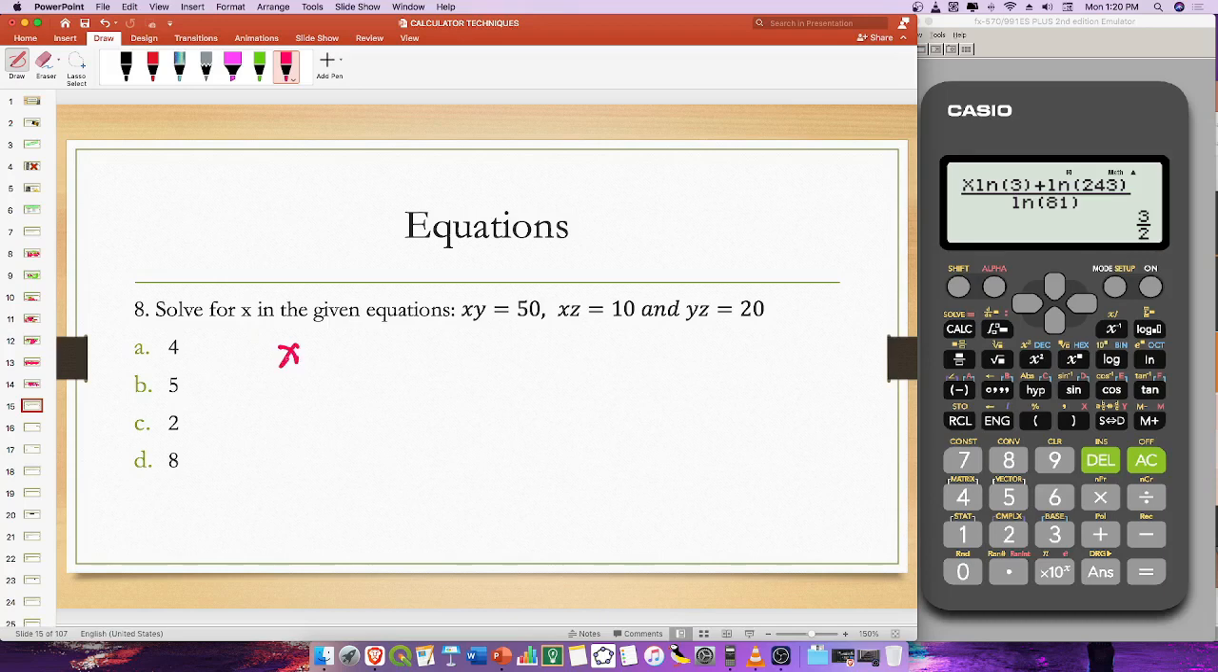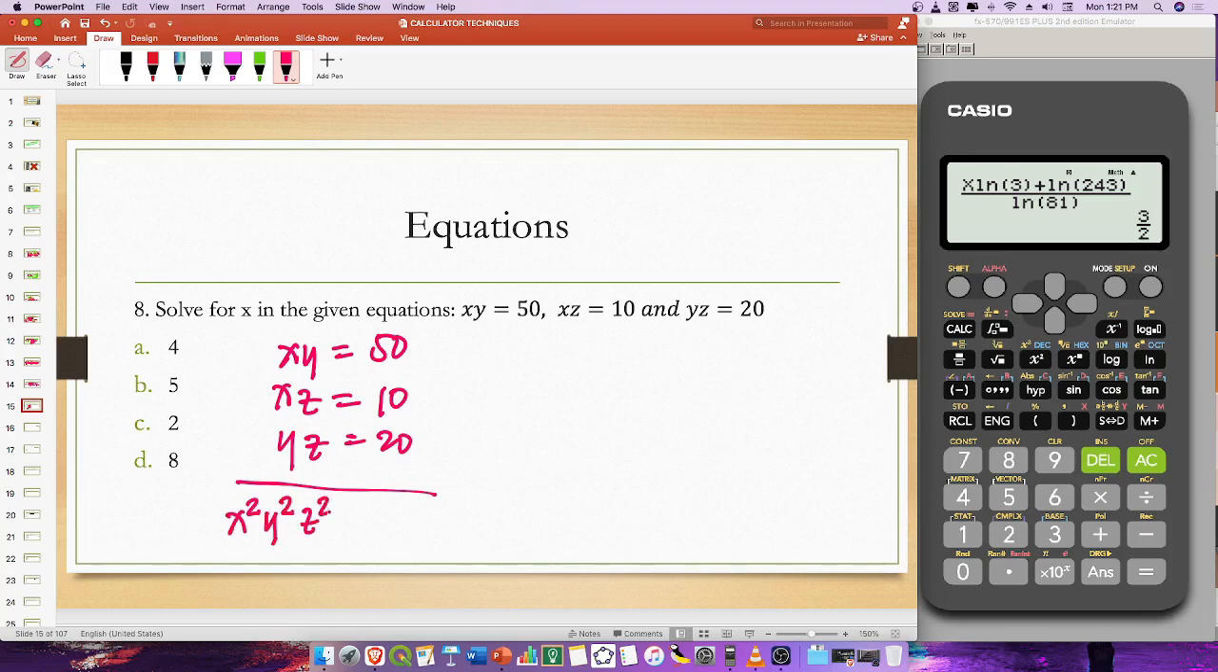So I will be writing the equations here. Okay. X times z equals 10, y times z equals 20. What I will do here is to multiply the three equations. When you multiply the three equations, okay, how many x do we have? So 2x, so that will become x squared, right? How many y? Y squared. How many z? Z squared. Okay, that is when you multiply the three equations. So let's multiply the constant terms. So 50 times 10 is 500, times 20. 500 times 20 is 10,000.